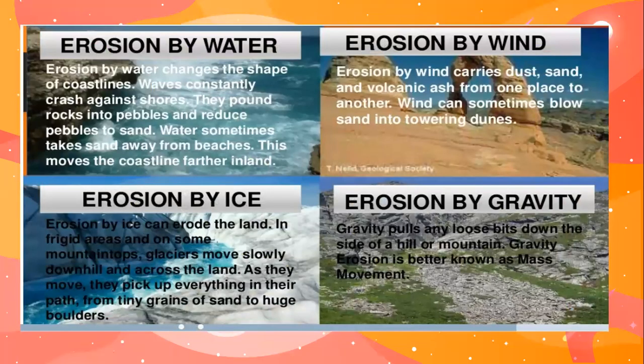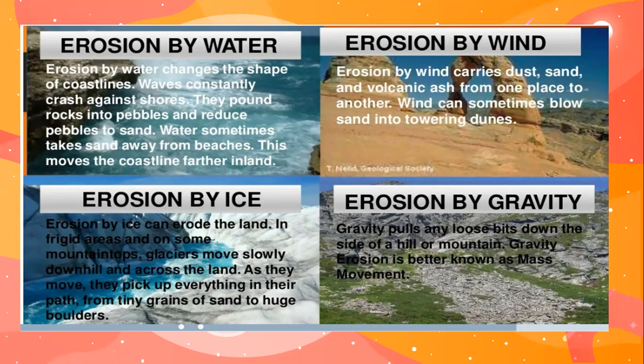So now let's go on to erosion. We are done with the weathering. Now let's go on to erosion. There are different types of erosion. Erosion by water changes the shape of the coastline. Waves constantly crash against the shore, shaping the rocks around it.